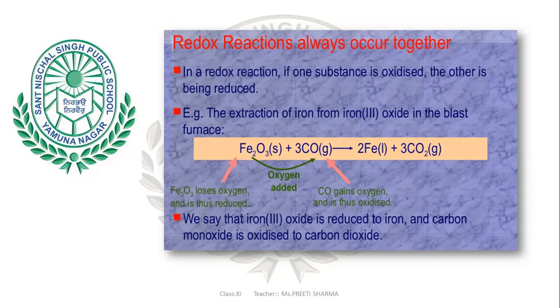And CO is being changed into CO2. It means CO के अंदर ऑक्सीजन ऐड हुई तभी वो CO2 में चेंज हुआ. It means oxidation has taken place. So here we can see Fe2O3 loses oxygen, therefore it is being reduced, and CO gains oxygen and it is thus oxidized. So we can say iron oxide is reduced to iron and carbon monoxide is oxidized to carbon dioxide. And since both the processes take place in the same reaction, it is known as redox reaction.